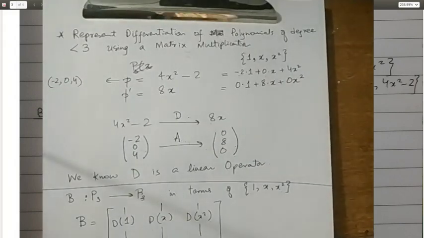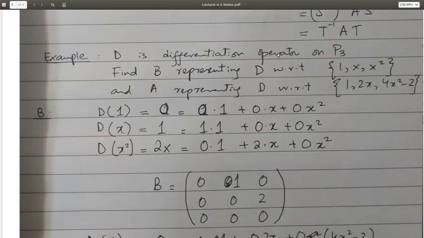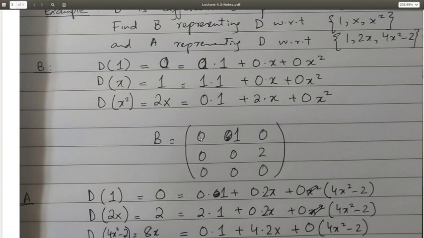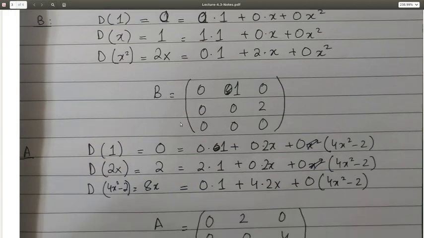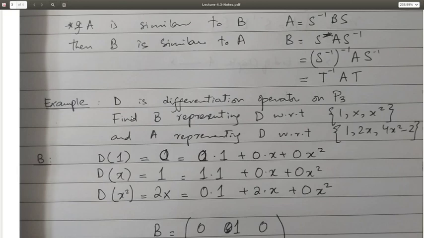All right, so let's go back. Same thing again: this is how you construct matrix B. You differentiate each of the standard basis vectors, and then you just write these vectors as columns. So this is 0, 0, 0, then 1, 0, 0, and 0, 2, 0. And that's simply B. We have found B, which represents this differentiation in terms of the standard basis vectors.